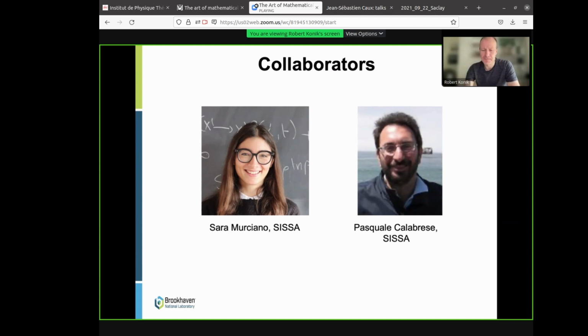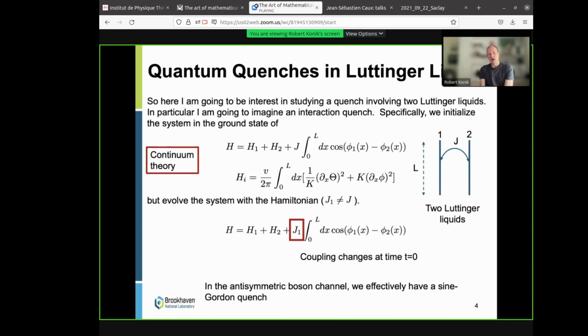So let me set the scene here. I want to be talking about the evolution of Renyi entropies in the context of quantum quenches of Luttinger liquids. In particular, I want to imagine a situation where I have two Luttinger liquids. I'm not sure if you can see my cursor, but here I have H1 and H2, which mark the two Luttinger liquids, and then I have them tunnel coupled. Then at time t equals zero, I quench the coupling. I change the coupling from J to J1.